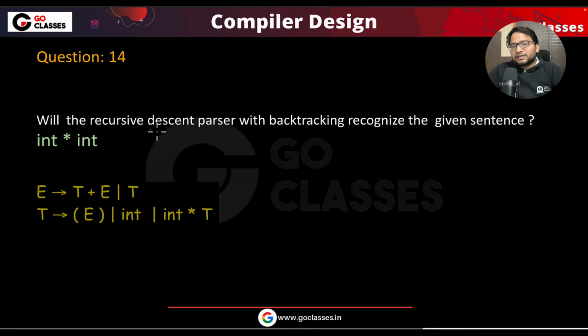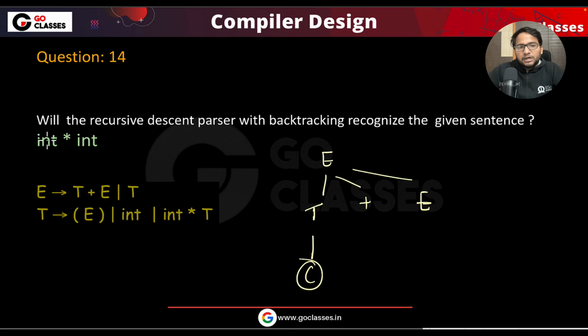Now let's see this question. What they are saying: will the recursive descent parser, again, be able to parse this string? This is also a very interesting question. Let's see if you can solve this. Okay, let's try it out. So capital E will give capital T plus capital E first, right? Now capital T will give this, which will backtrack anyway because this is not matching with this. So let me write the next thing directly.